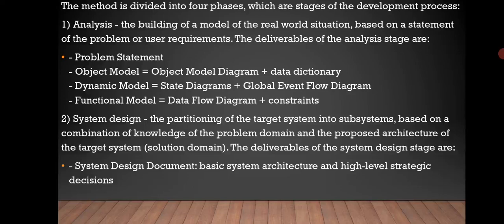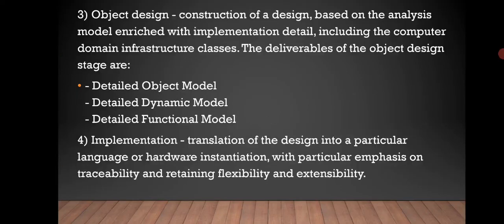The system design is the partitioning of the target system into subsystems based on a combination of the knowledge of the problem domain and the proposed architecture of the target system. The deliverables of the system design stage are the system design document, which has the basic system architecture and the high level static decisions. The object design means the construction of a design based on the analysis model enriched with implementation detail, including the computer domain infrastructure classes. The various stages here are detailed object model, detailed dynamic model, and detailed functional model.